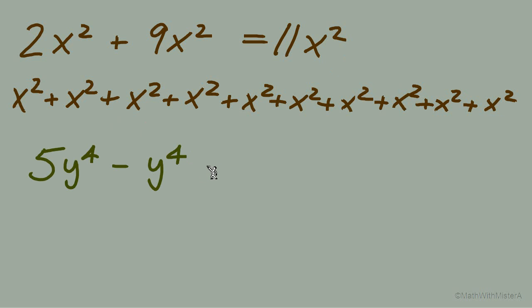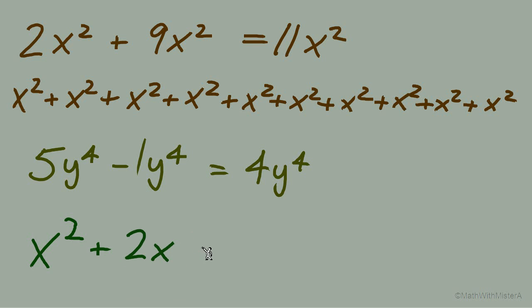It works for subtraction also. 5y to the fourth minus 1y to the fourth equals 4y to the fourth. But be cautious for any examples where the variable part looks similar to other variable terms, but they're actually not the same.